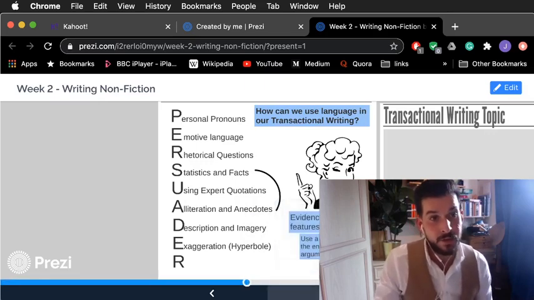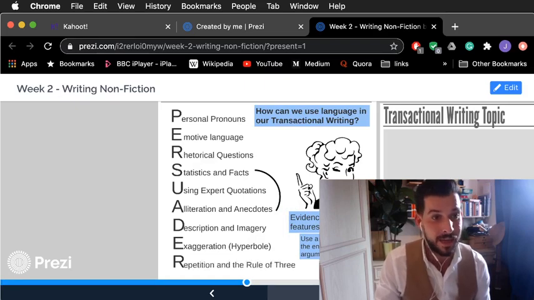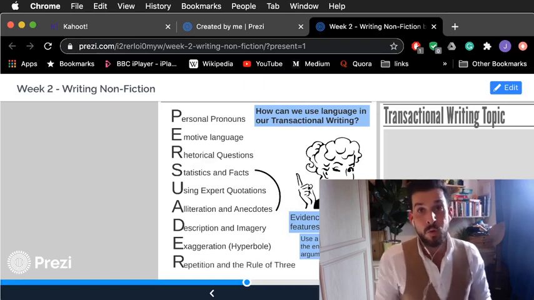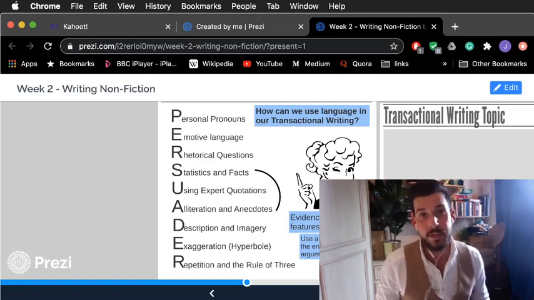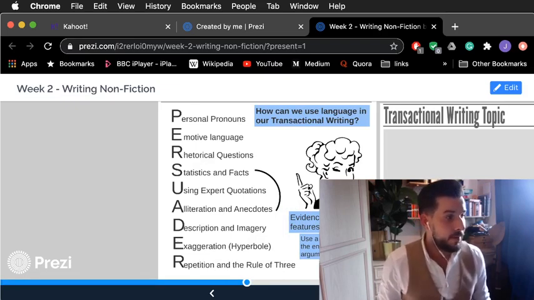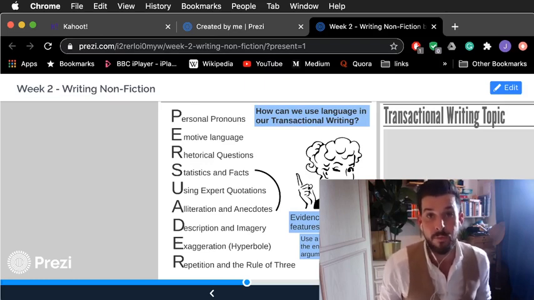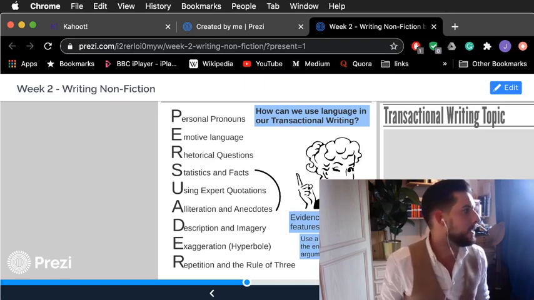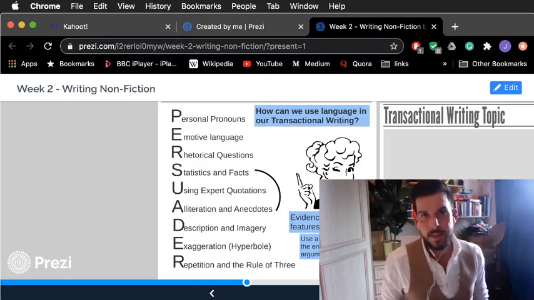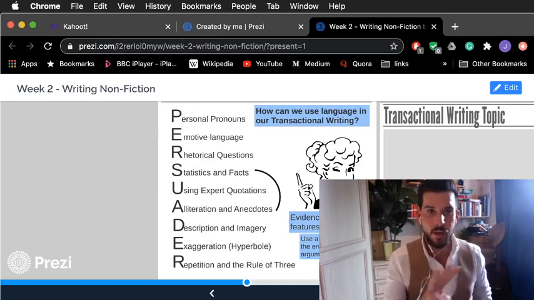And then finally, we end up with two language features. I love these two language features. They really come across as quite engaging. Repetition and the rule of three. Look at any speech from Barack Obama, Martin Luther King, these amazing speakers and orators, they will always use the rule of three. They won't just say that war is dangerous and depressing. They'll say it's dangerous, depressing, and a sap on our resources. They'll always put things in threes.